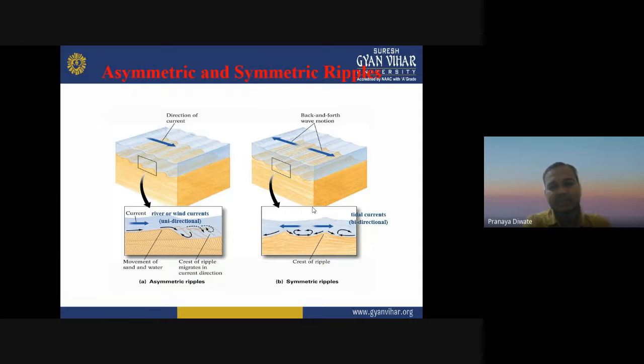It is an asymmetrical ripple when the movement of the sand or water is unidirectional, meaning in one side only. When there is a two-sided directional process, that is known as symmetrical ripples.